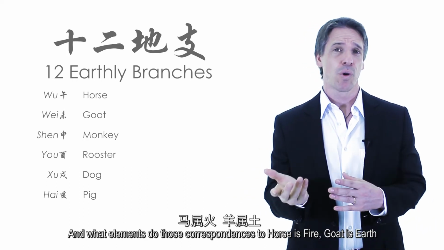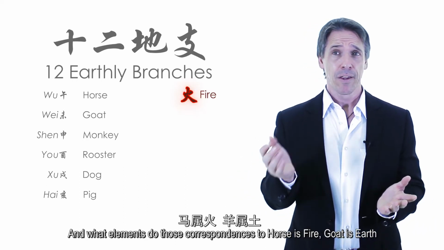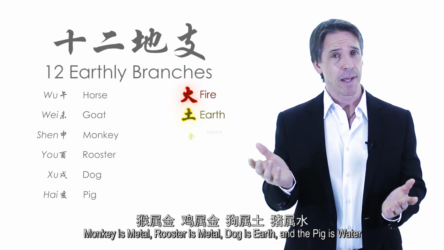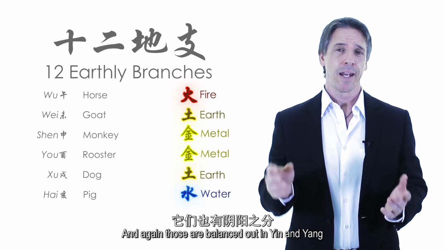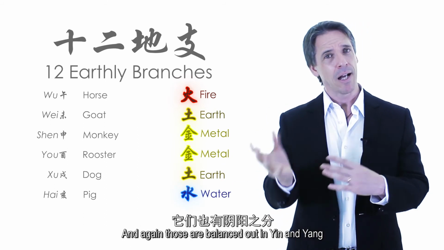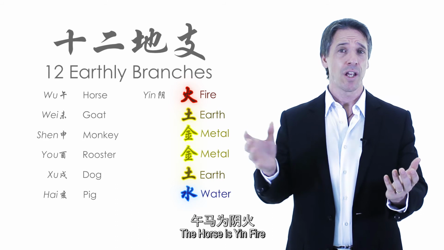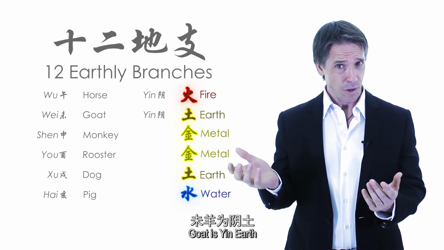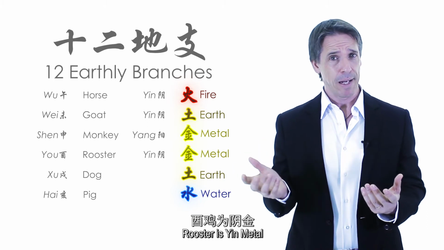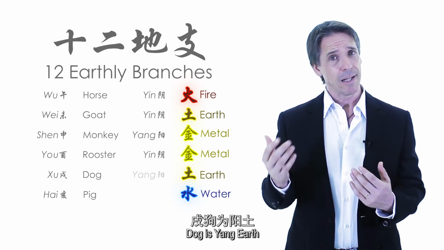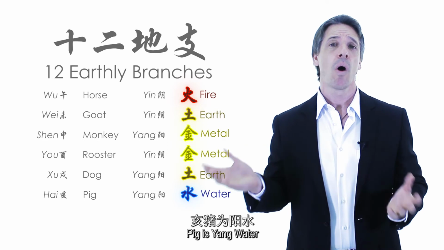And what elements do those correspond to? The horse is fire, the goat is earth, the monkey is metal, the rooster is metal, the dog is earth, and the pig is water. And again, those are balanced out in yin and yang. And so the horse is yin fire, the goat is yin earth, the monkey is yang metal, the rooster being yin metal, the dog being yang earth, and the pig being yang water.